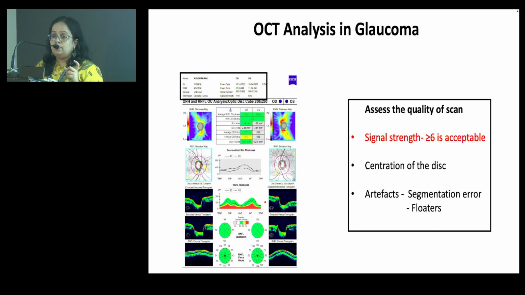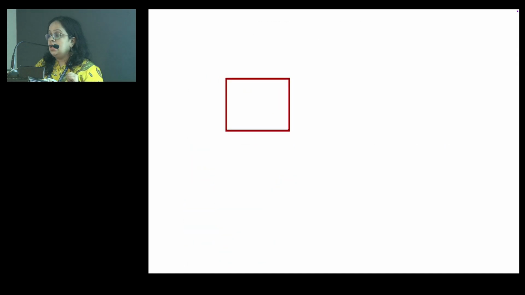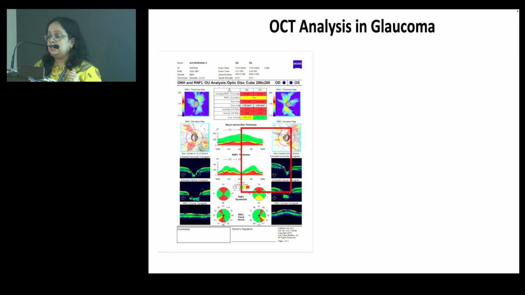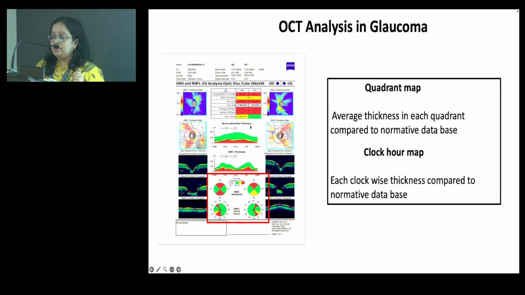So this is the OCT analysis usually done in glaucoma. First, always check the signal strength. Anything more than 6 is acceptable. Centration of the disc should be checked, and look for any artifacts. And there is an RNFL thickness map. This is the absolute RNFL value of the patient, and it is compared with that of the normal population to give an RNFL deviation map that compares the cluster of pixels with the normative database. And here is a quadrant map and a clock-hour map, which tells you the patient's values in each quadrant and clock hour.